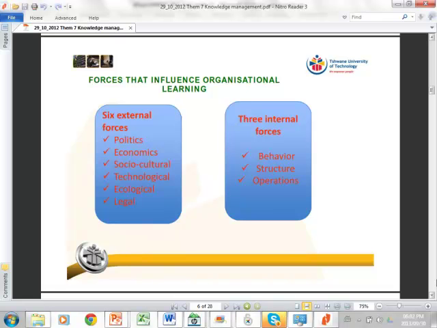Okay, then the external forces, politics. Why do you think politics will influence organizational learning?